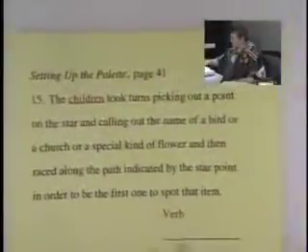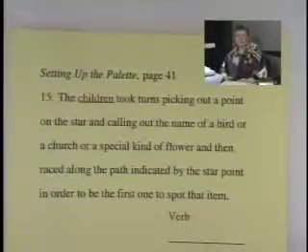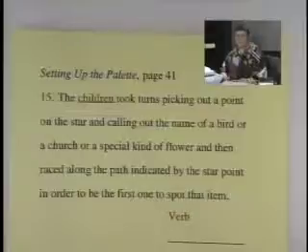Well, let's try this. Here are these children, if you can imagine it, playing on that star at the entrance to Market Square. And it says the children took turns picking out a point on the star, and calling out the name of a bird or a church or a special kind of flower, and then raced along the path indicated by the star point in order to be the first one to spot that item. That was a favorite childhood game.